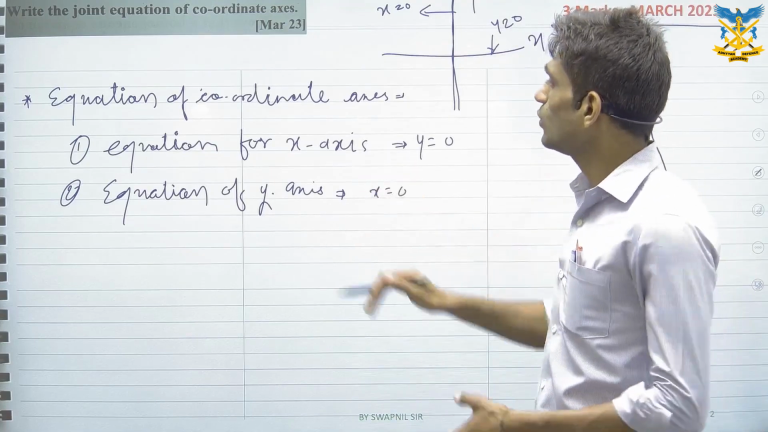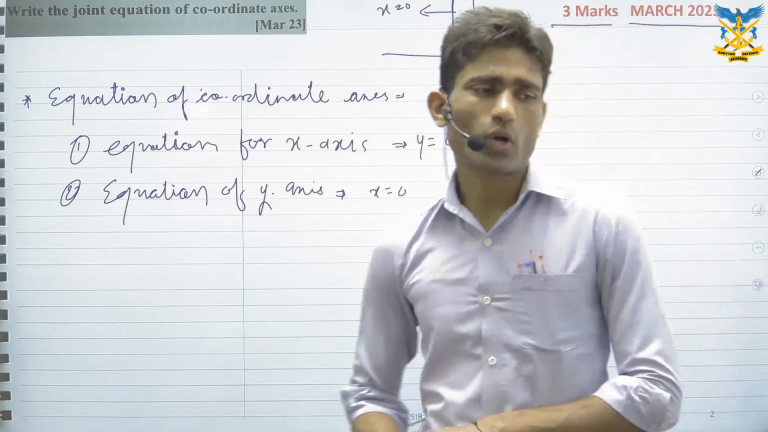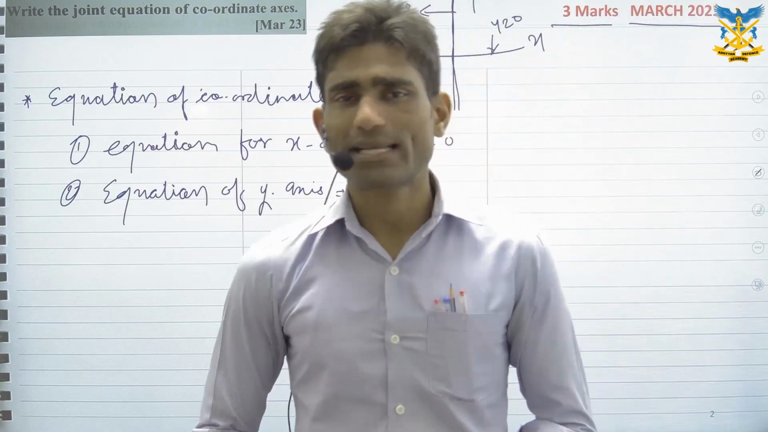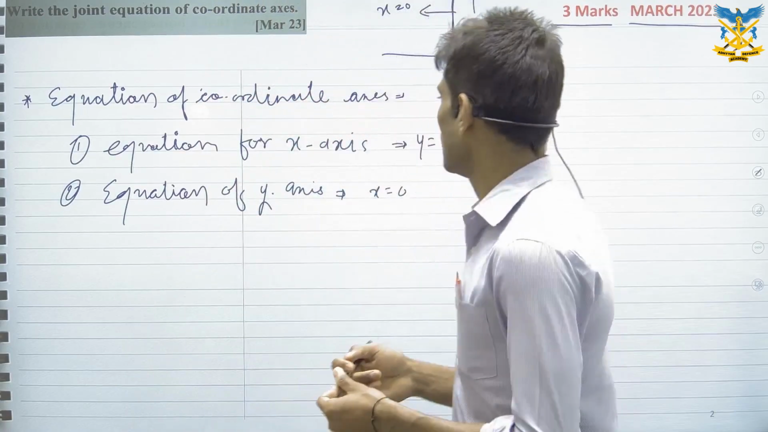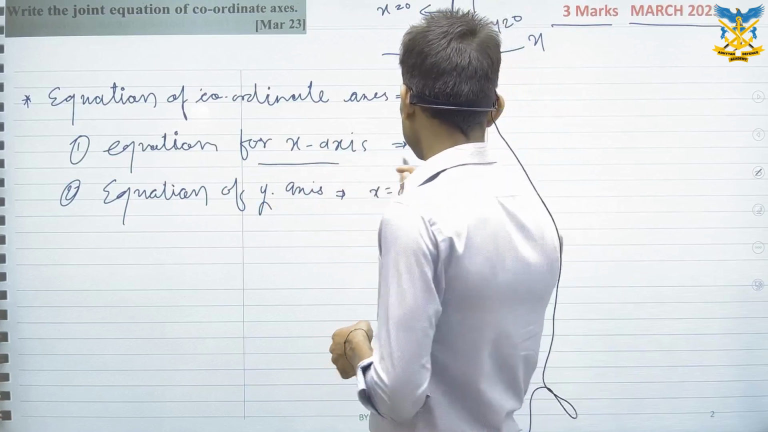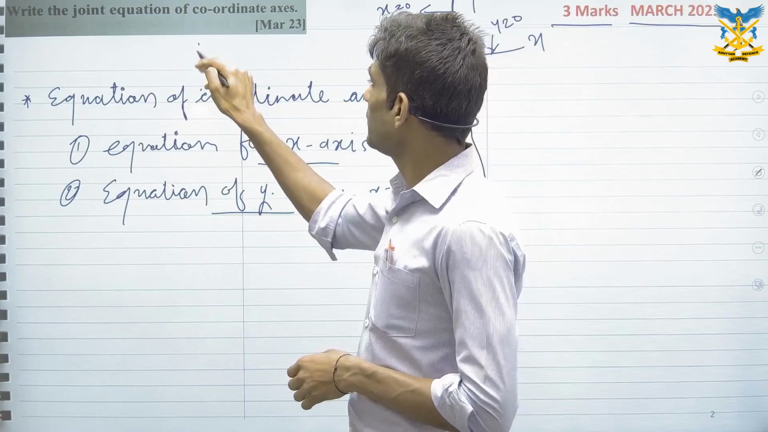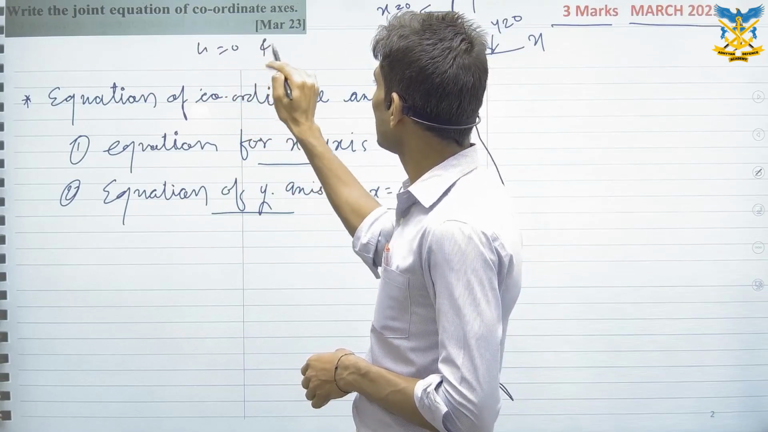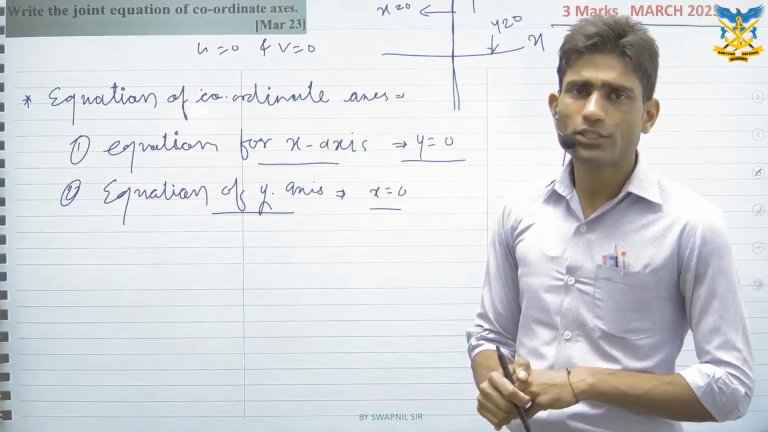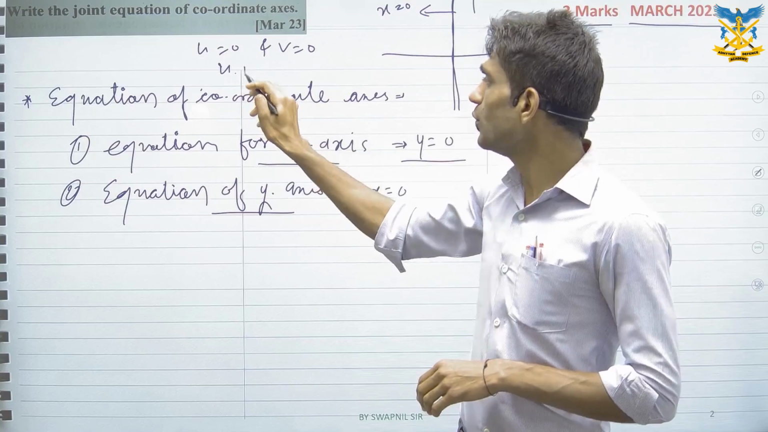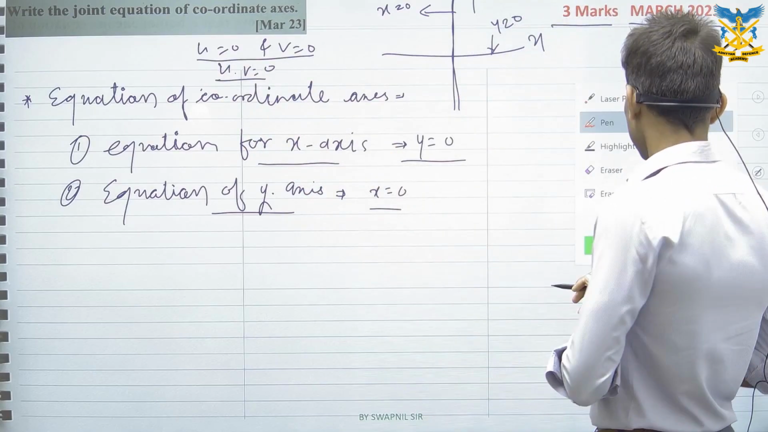So we have two different equations for the x-axis and y-axis. Now, for finding the joint equation of the x and y axes, we multiply these two different equations. I have the equation of the x-axis, y equal to 0, and the equation of the y-axis, x equal to 0. When u equal to 0 and v equal to 0 are the separate equations of our pair of lines, their joint equation is u into v equal to 0.